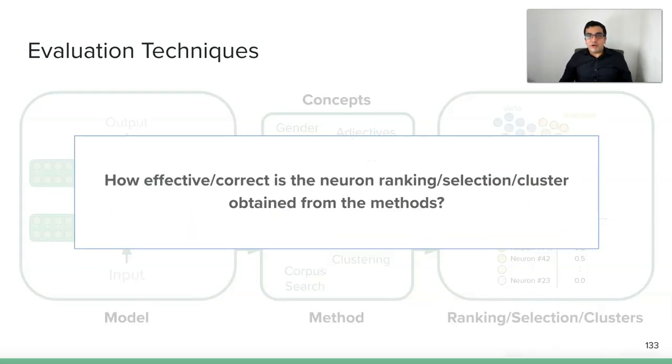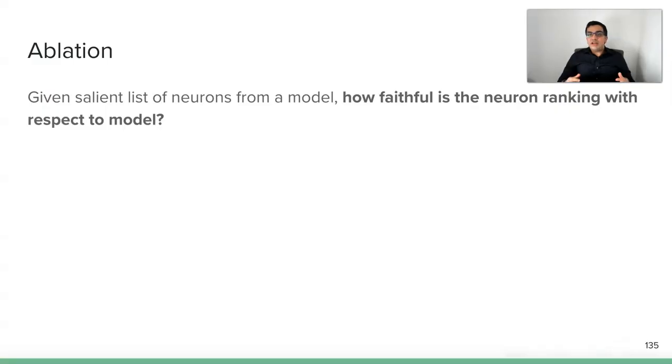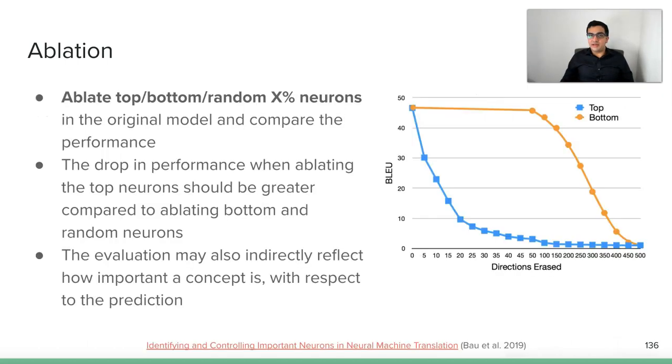More formally, we want to answer the question of how correct the neuron ranking, selection or clusters from any given model is. So let us take a look at some of these evaluation methods, starting with ablation. Recall that we have already seen ablation as a technique for identifying important neurons. In evaluation, we use ablation from a different perspective. In this context, the question that ablation tries to answer is whether a given ranking actually reflects the importances with respect to the original model. The actual technical implementation of ablation is still the same. We still clamp the output values of the neurons to be ablated.